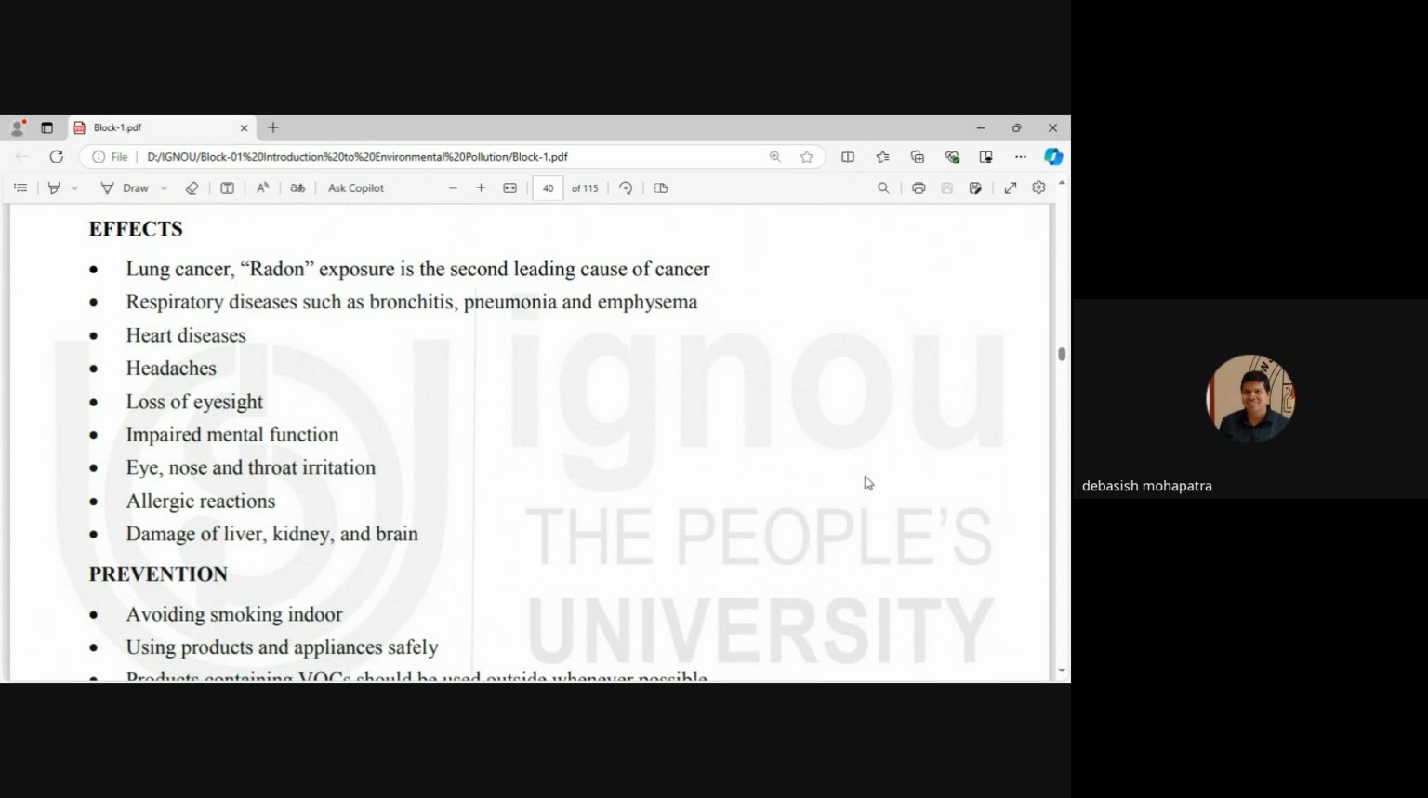Then respiratory diseases such as bronchitis, pneumonia, and emphysema, heart disease, headaches, loss of eyesight, impaired mental function, eye, nose, and throat irritation, allergic reaction, damage of liver, kidney, and brain. These are all the effects of indoor air pollution.